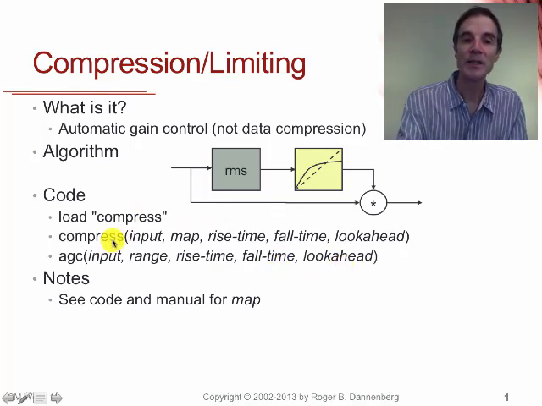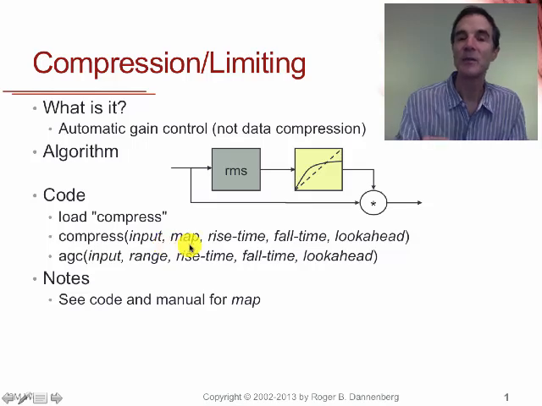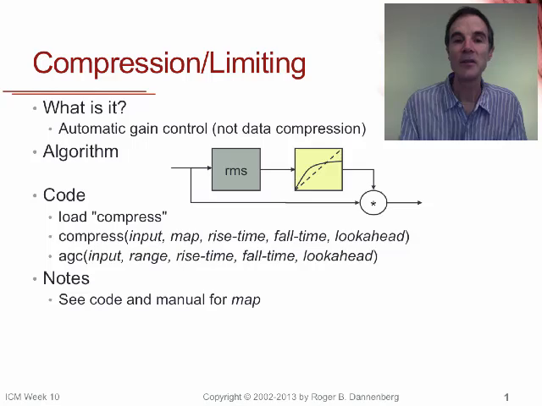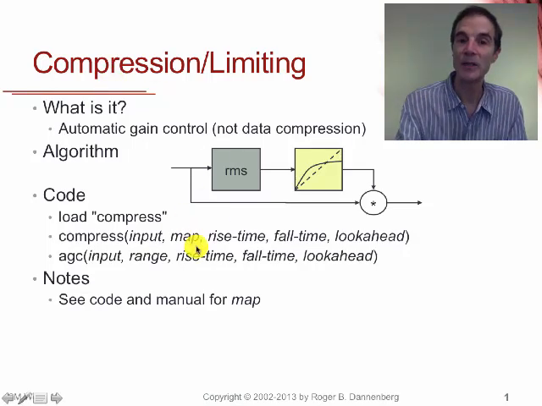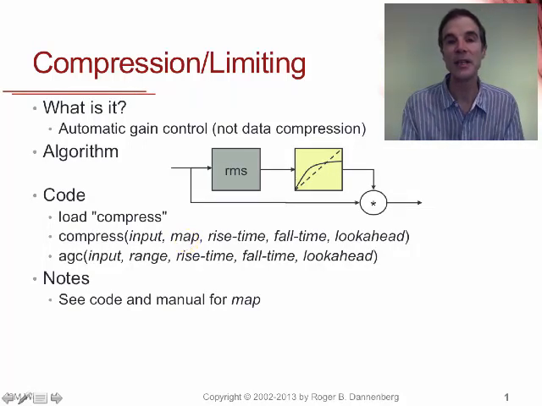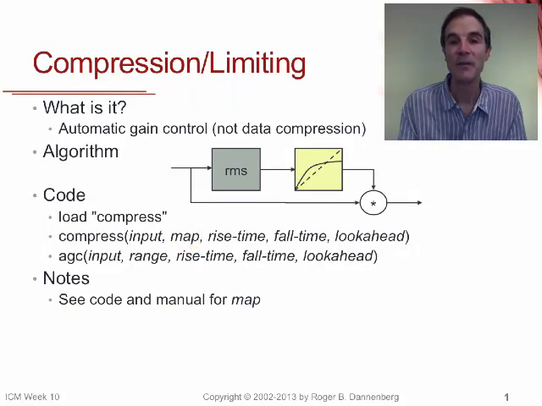The compressor is designed for more fast-acting response, and it allows you to input a map which determines the behavior of the compression that corresponds to this box, this yellow box over here. And specifying maps is a little bit tricky, so there's actually a special function for helping you construct a map. I'm not going to go through all the details here, but you can look up the details in the Nyquist reference manual.